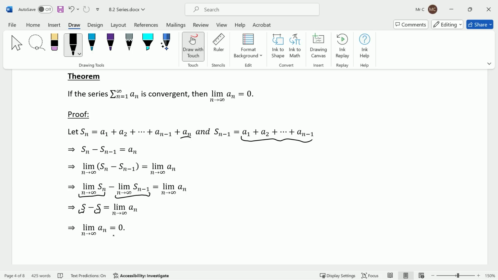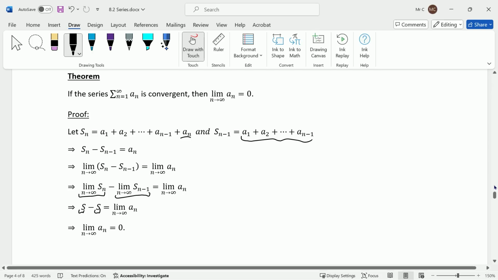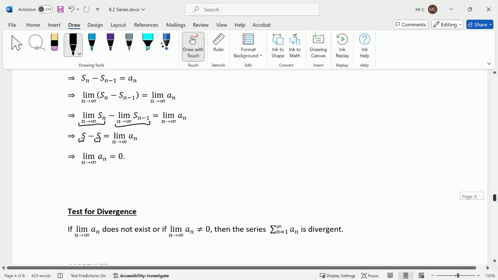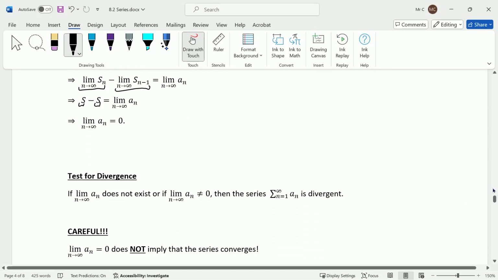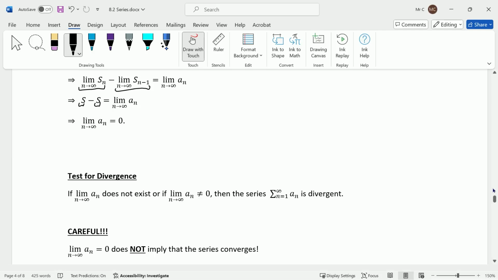So again, when a series converges, you know that its terms go to 0, but not the other way around. So this does give us a test for divergence. If the limit of the terms does not exist or is not 0, then the series is divergent. Because again, if the series was convergent, those terms would have gone to 0. So if those terms didn't go to 0, it couldn't have been convergent in the first place.